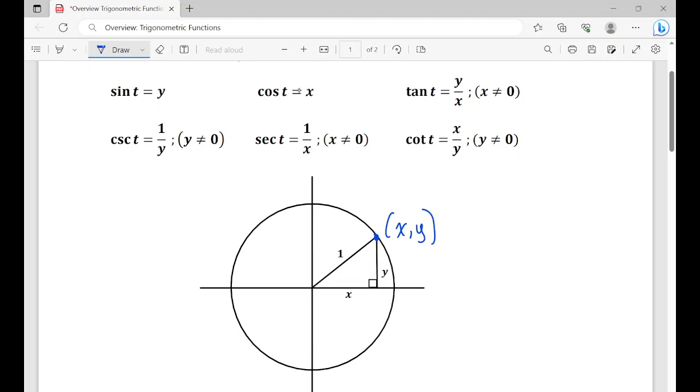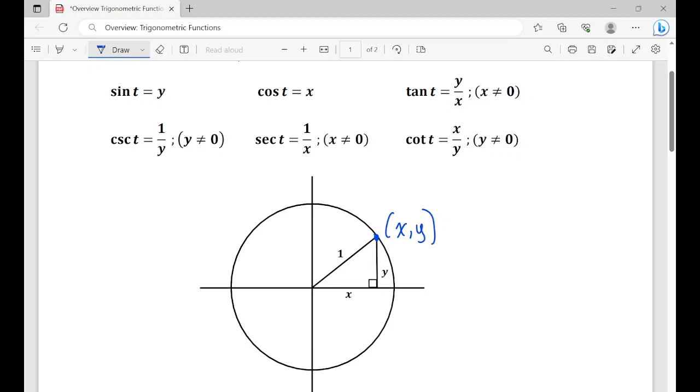Cosine is the x value of the ordered pair. So when you have x, it is cosine. When you have y, it is sine. And tangent is just y divided by x. So just take your ordered pair and take y divided by x, and that is tangent.